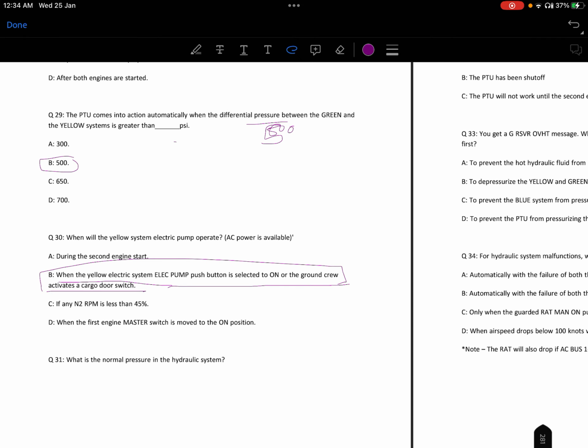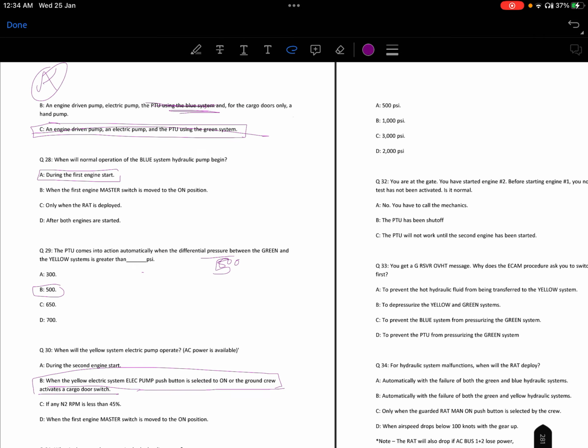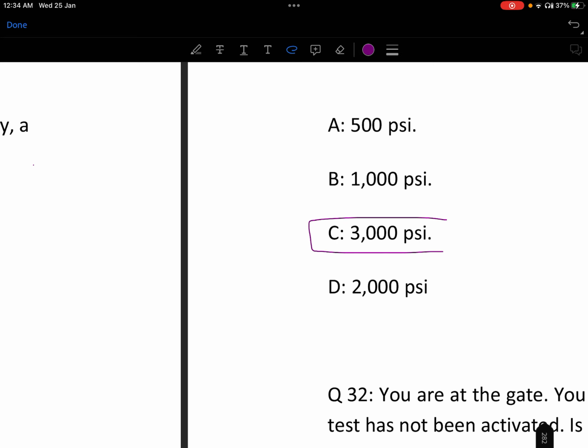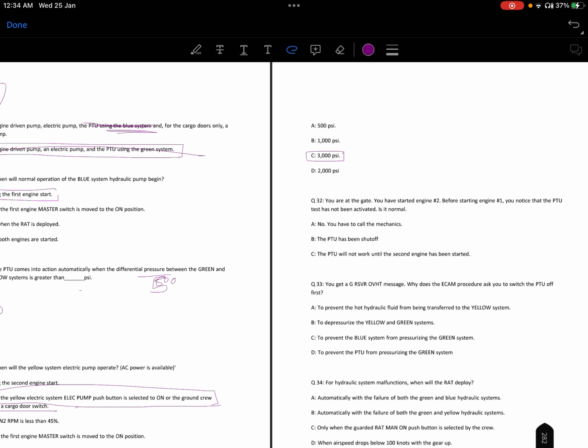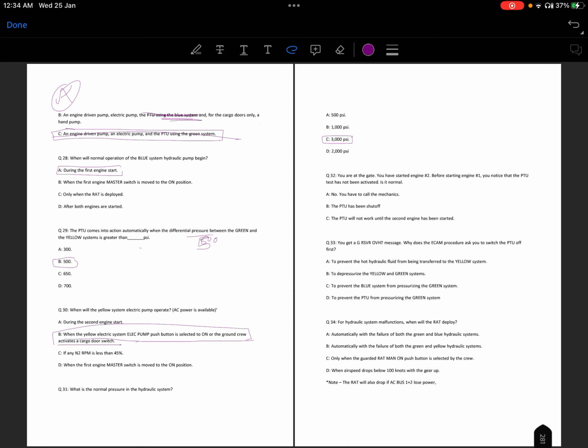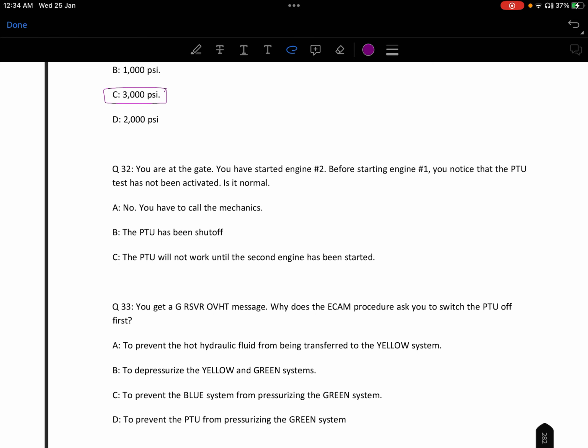When will the yellow system electric pump operate? When yellow electric system pump push button is selected on, or the ground crew activates the cargo door switch. It's Bravo. Question number 31. What is the normal pressure in the hydraulic system? 3000 psi is the normal pressure which is maintained, but if RAT has been extended, it is 2500 psi.